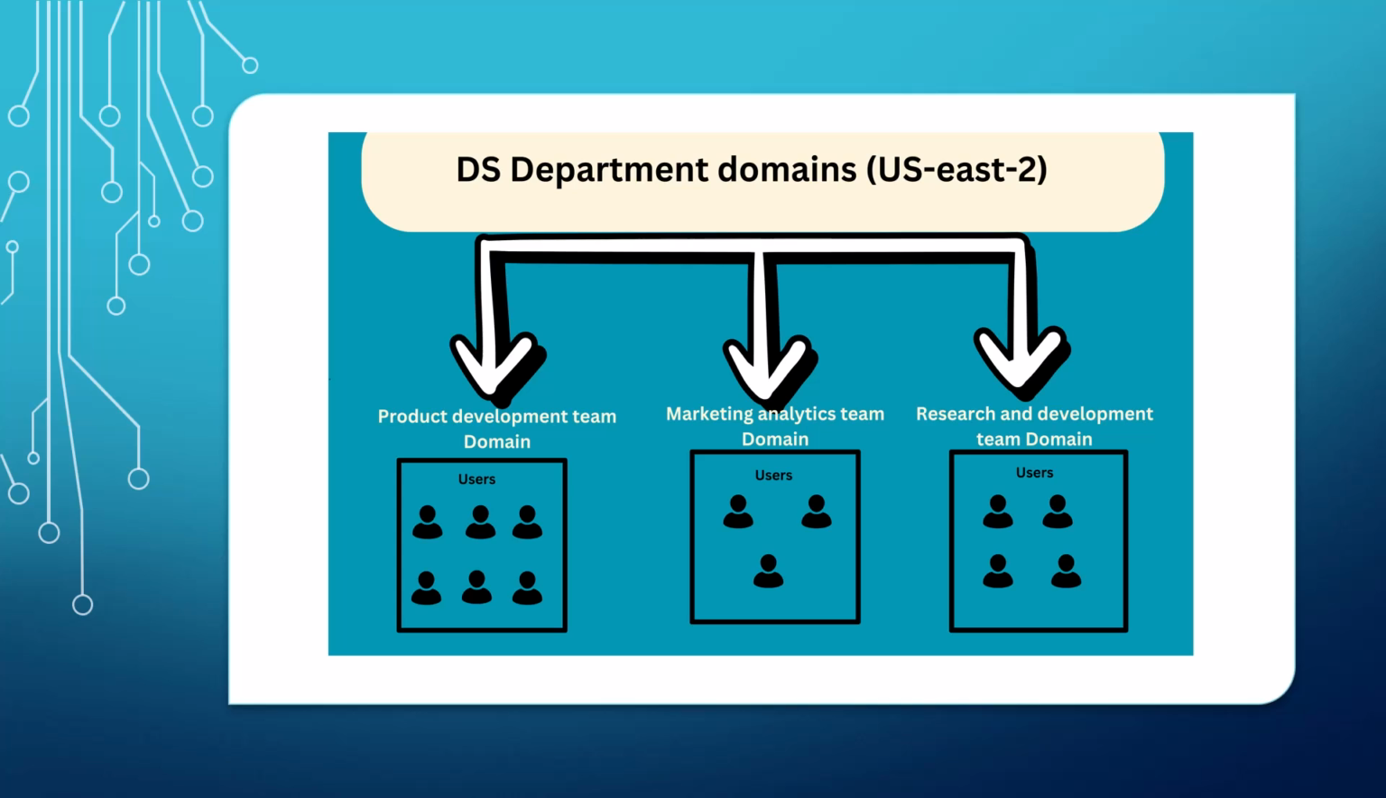In an enterprise environment, each domain can represent, let's say, a department, team, or business unit. For example, let's assume that there are 3 domains within a particular data science department. You can have Domain 1 representing the product development, Domain 2 representing the marketing analytics, and Domain 3 representing the research and development team. Each domain has its own users, resources, and security configurations, allowing teams to work independently with isolated data and resources, while ensuring the organization's infrastructure remains organized and secured.